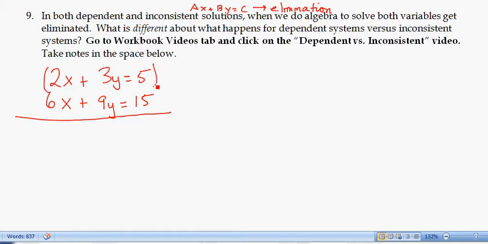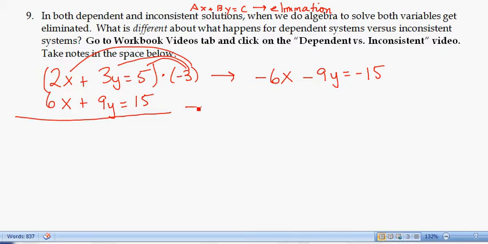And to do elimination, I want to eliminate one of the variables. So I'm going to multiply this top equation by -3. Again, as long as I'm multiplying both sides of the equation, then the equation stays true. So I'll have -6x minus 9y equals -15, and then I keep my second equation, 6x plus 9y equals 15.